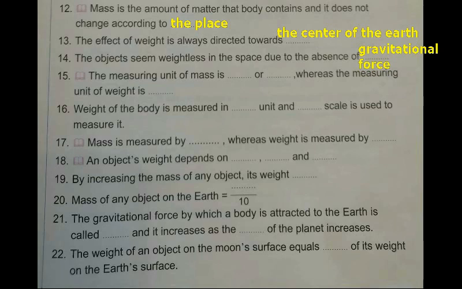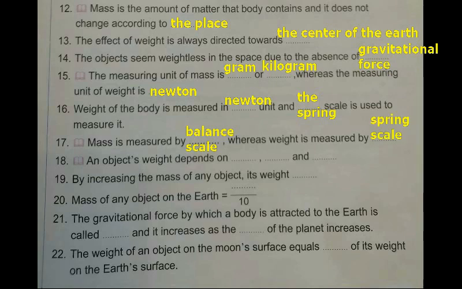The measuring unit of mass is gram or kilogram, whereas the measuring unit of weight is Newton. Weight of the body is measured in Newton unit, and a scale is used to measure it. What type of scale measures weight? Spring scale. Number 17. Mass is measured by balance scale, whereas weight is measured by spring scale.